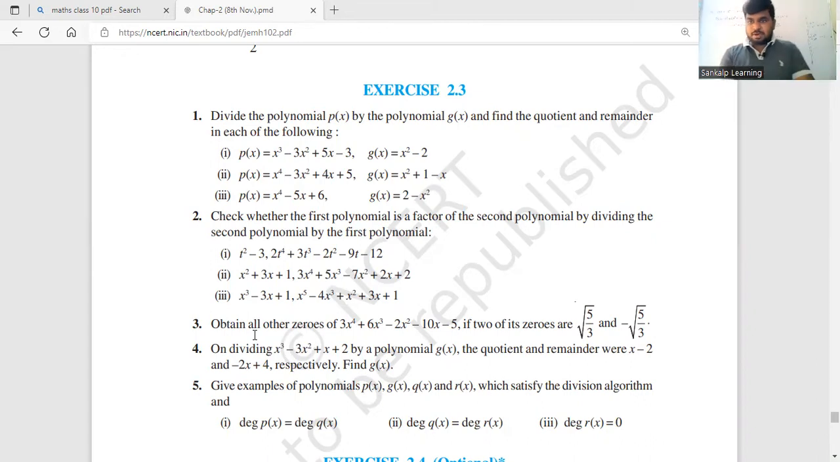If you remember, when we started with zeros of polynomials, I told you the number of zeros is equal to the degree of the polynomial. Now, what is the degree of the polynomial here? The highest power is 4, which means we should get 4 zeros, out of which 2 of them are given, that is root 5 by 3 and minus root 5 by 3. It is given. We have to find the remaining 2. Okay, let's do that.